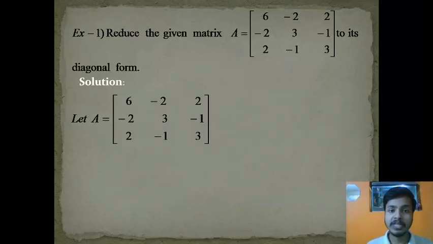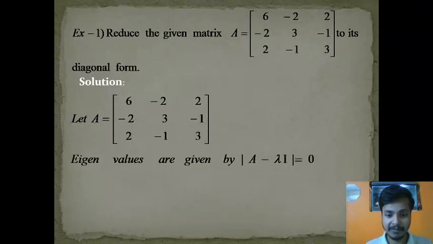Now to get the diagonal form of this matrix, we need B inverse, A, and B. What is B? B is the model matrix, which is nothing but the matrix of eigenvectors. To get the eigenvectors, we need to find the eigenvalues, and to find the eigenvalues, we need to start with the characteristic equation. So the eigenvalues are given by determinant of A minus lambda I equal to 0.